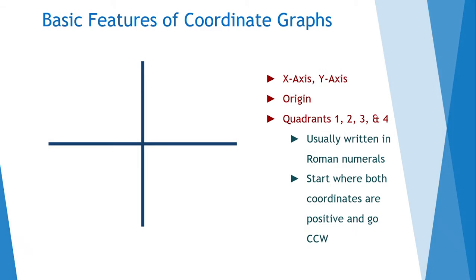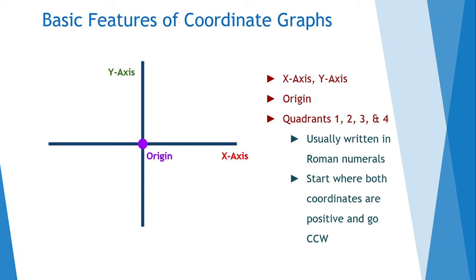Let's start off with a refresher on the basic features of coordinate graphs. The origin is the center point, also known as (0, 0), which is the intersection of both axes. We have an x-axis and a y-axis, which are the scales that measure the distance from the point to the origin. The x-axis measures the horizontal distance, and the y-axis measures the vertical distance.